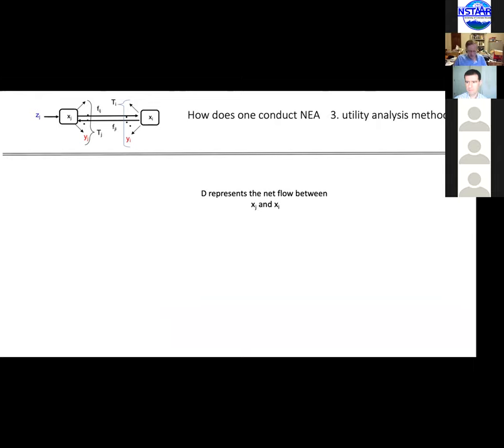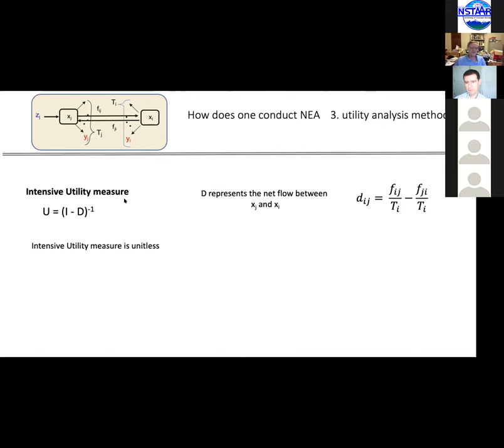Now, the last part we're going to talk about is utility analysis. Utility analysis is another version of this analysis where you create a D matrix, a difference matrix, which represents the net flow between two different compartments. It's computed by the flow forward minus the flow back towards the other compartment, divided by the through flow. And in this measure, you can get an ultimate measure, the U matrix, by taking I minus D inverse, and we call that intensive utility, and it's unitless. And again, the direct and indirect extended path structure also applies in this kind of analysis.